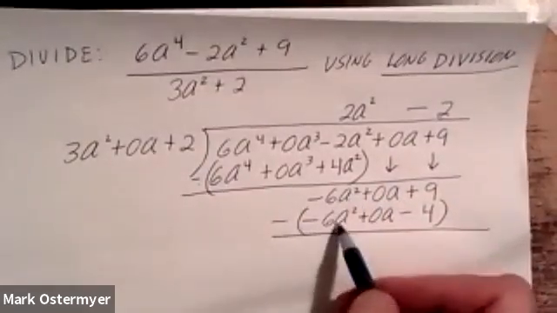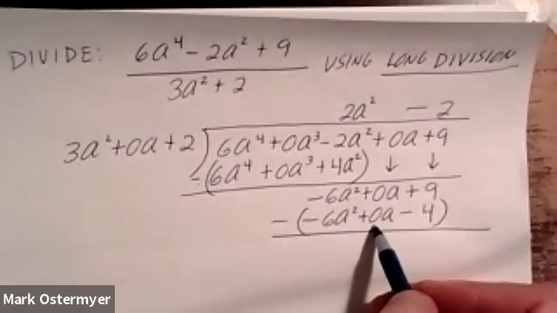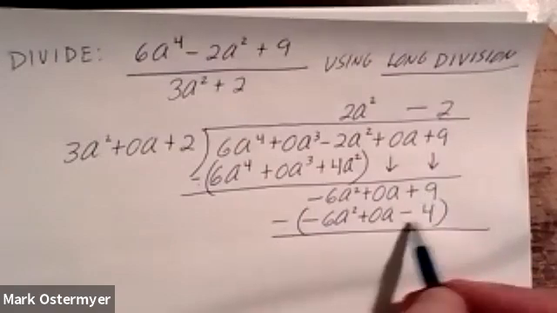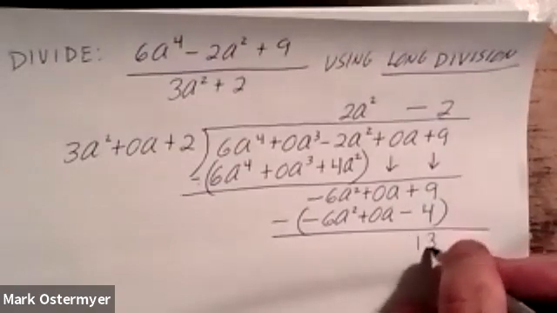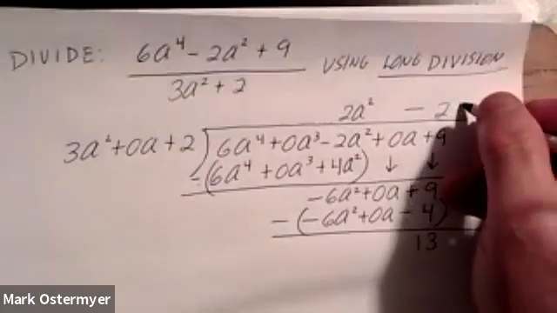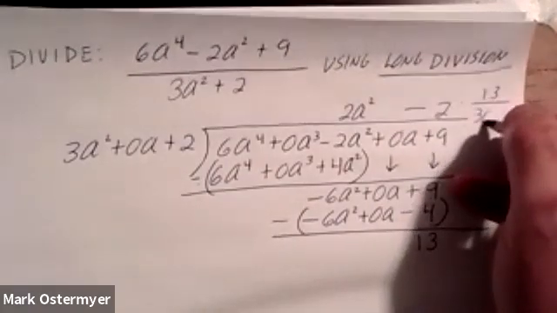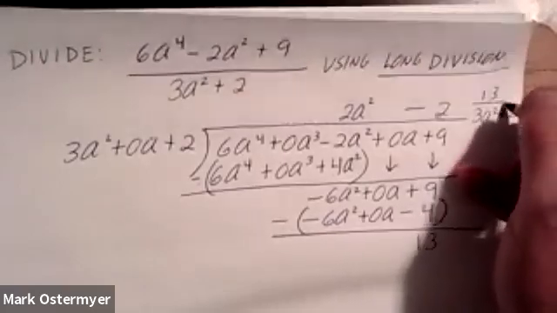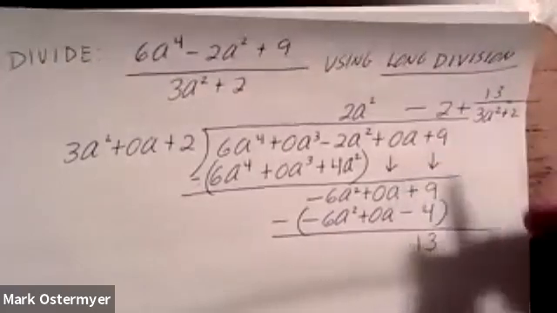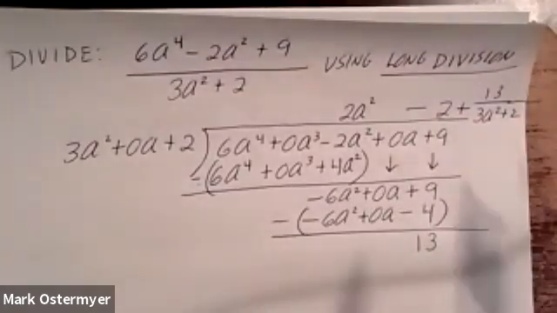Negative 6a squared minus itself is 0. 0a minus itself is 0. 9 minus a negative 4 is 9 plus 4 or 13. Hence our remainder, we bring it up, place it over the divisor, which we just say is 3a squared plus 2. And then we add it to the rest of the terms of the quotient. There's your answer. This is your complete answer, okay?